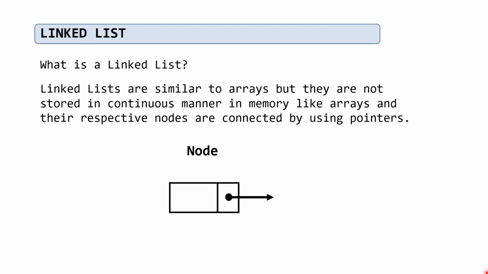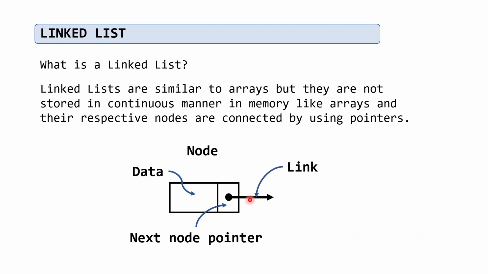We can represent a node like this, in which here we have data. This particular portion contains the data. Then this is the pointer to the next node, meaning it contains the address of the next node, and this is the link we use to represent the connection between this particular node and the next node.